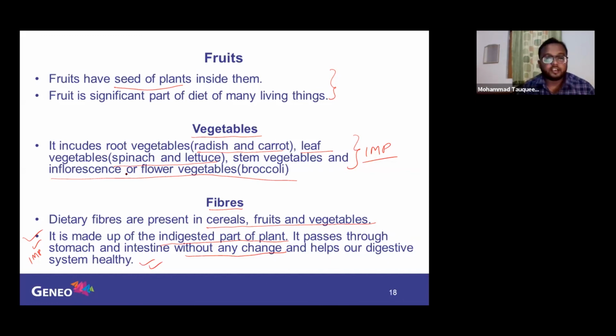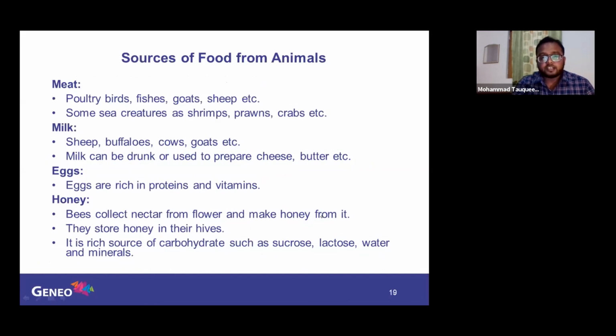So in this slide, you have to remember the significance of fruit, then vegetables. Root is consumed for radish and carrot. Spinach and lettuce, the leaf is consumed, and in broccoli, flower is consumed. Fibers remain unchanged and pass through the stomach and intestine, and make our digestive system healthy. And fibers are present in cereals, fruits and many vegetables. So moving to the next, sources of food from animals.